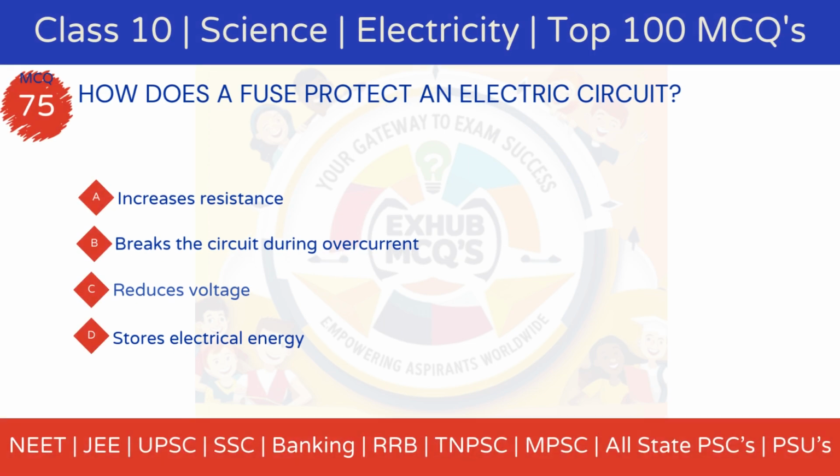MCQ 75. How does a fuse protect an electric circuit? Option A, increases resistance. Option B, breaks the circuit during overcurrent. Option C, reduces voltage. Option D, stores electrical energy.